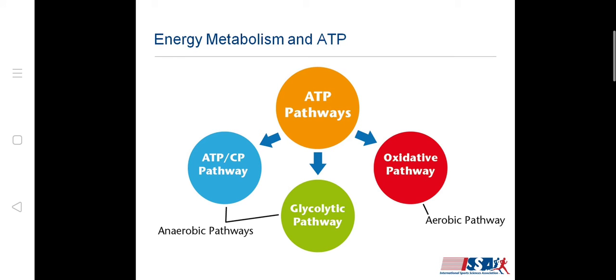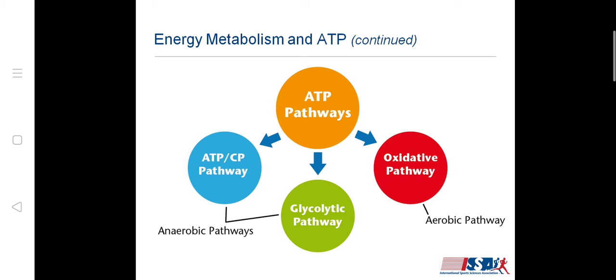Energy metabolism describes the breakdown of carbohydrates, fats, and proteins into usable molecules for energy. One of these molecules is adenosine triphosphate, or ATP. ATP is the molecule that stores energy in a form that can be used to fuel muscle contractions. Our muscle cells can produce ATP by any one or a combination of three metabolic pathways: the ATP-CP pathway, the non-oxidative glycolytic pathway, and the oxidative pathway.